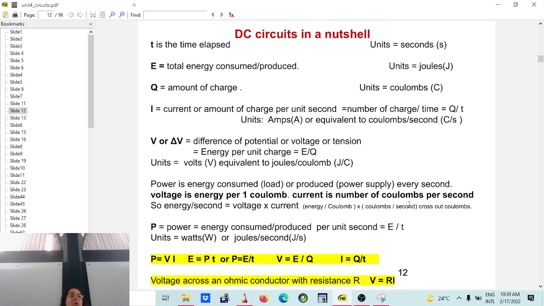Here in my computer, I have 2 amps. What does it mean? 2 amps means 2 coulombs per second. So if I go inside and I count 1 second, 2 amps means 2 coulombs per second. Each coulomb has 20 joules, because this is 20 volts. So 2 times 20 is 40. So 40 joules per second, that will be the power. And you have all those equations.